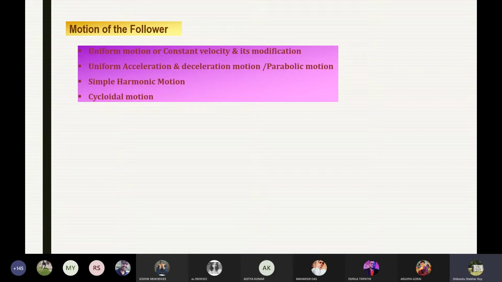Many more exist. You also have to find out the advantage, disadvantage and applicability of each type of follower motion, because in most competitive exams they will ask about the applicability, in which particular situation you will apply which particular motion of the follower. That is very important from the MCQ point of view. Now, under the heading of uniform motion, or motion with a constant velocity.